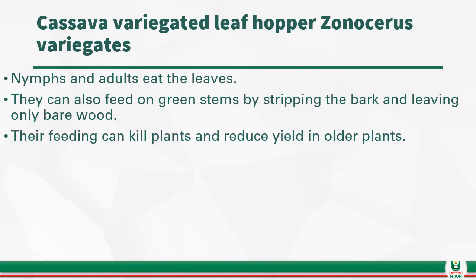The cassava variegated leafhopper, they destroy the leaves, like I said, and it's usually the nymphs and the adults that do this. They also feed on the green stems by stripping the bark and leaving the plant bare. And when the plant is bare like that, it is prone to all manner of disease and pest attack, and their feeding can kill plants and reduce yield in older plants.